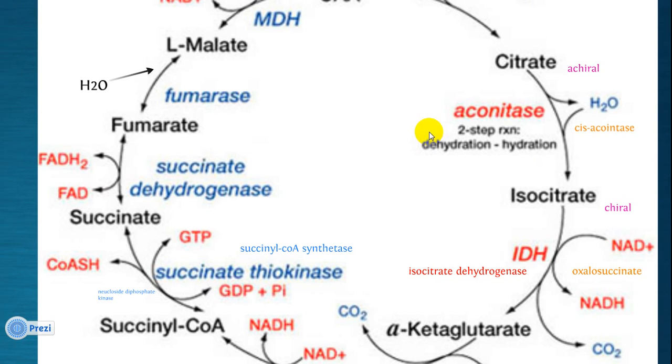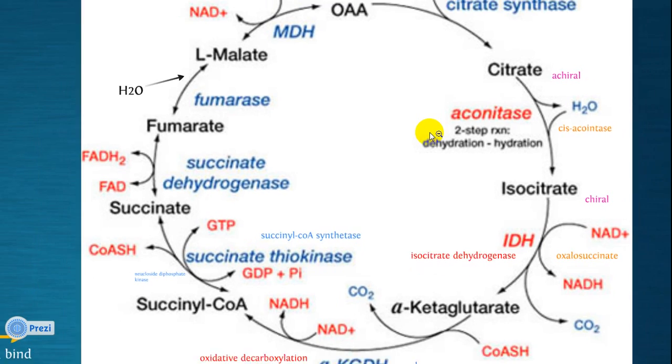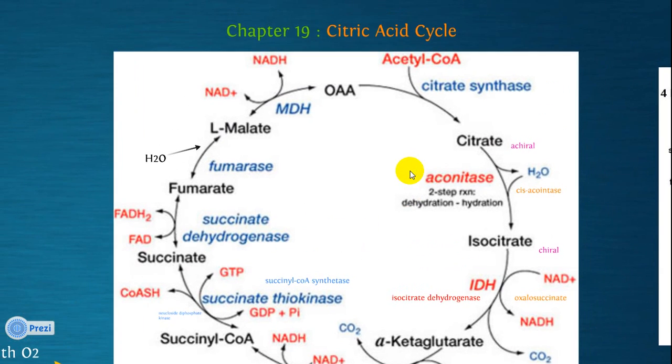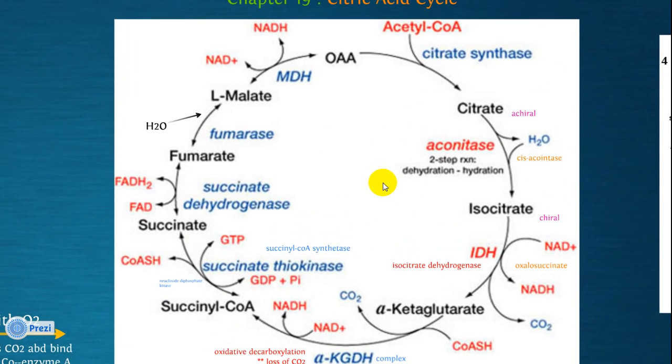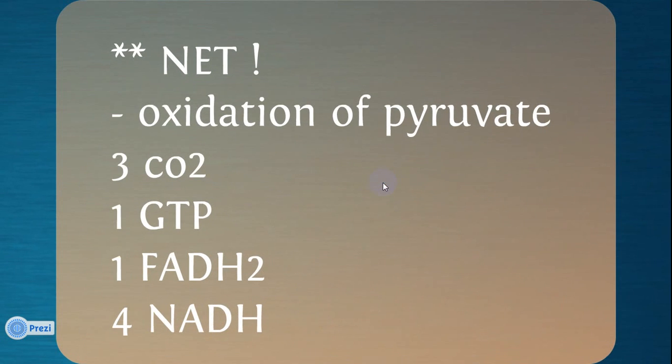Okay, and in the anabolism we need another type of enzymes. We will talk about them in the next few videos. Now this is the end of the citric acid cycle, but there is something that I need to talk about.